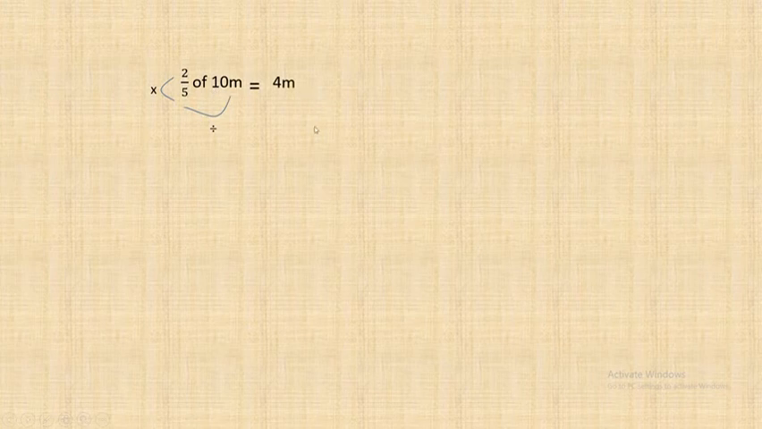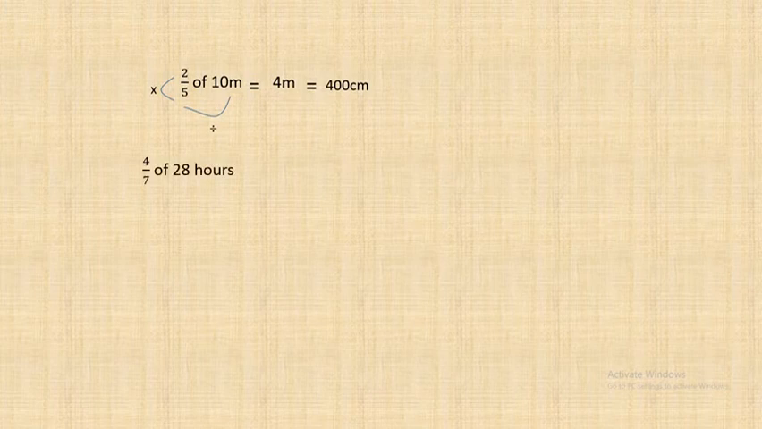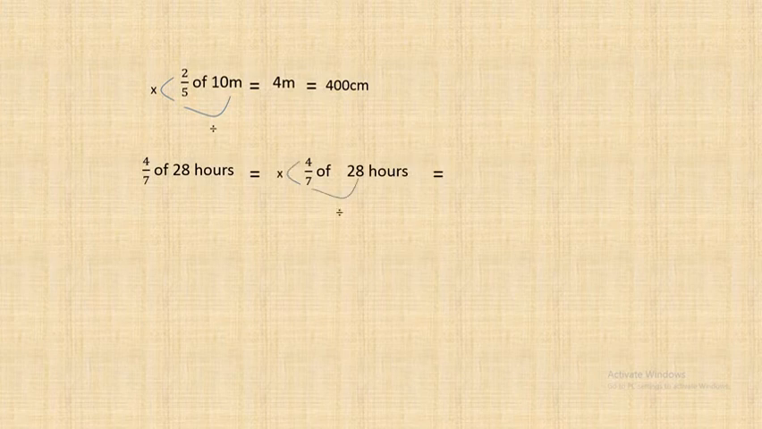But what will happen if I ask you to give the answer in centimeters? What are you going to do? You just convert these meters into centimeters, so you multiply by 100. So 4 times 100 equals 400 centimeters. Okay, 4/7 of 28 hours. What's it going to be? The same thing here. You divide 28 by 7, which equals 4. And this 4 I multiply by 4, so it equals 16.